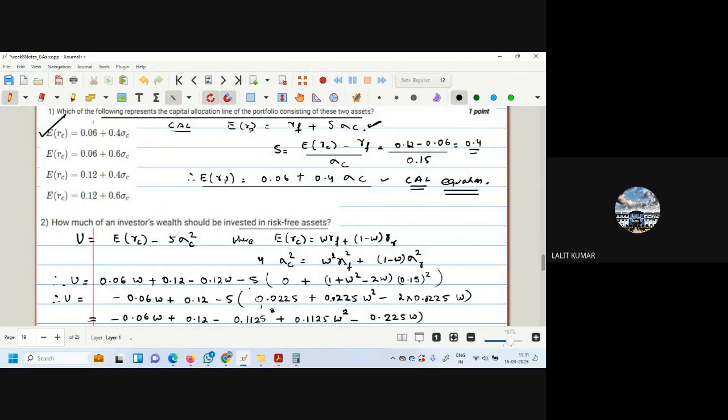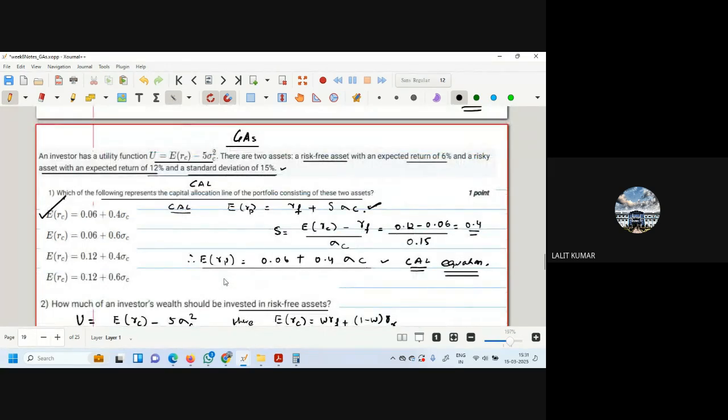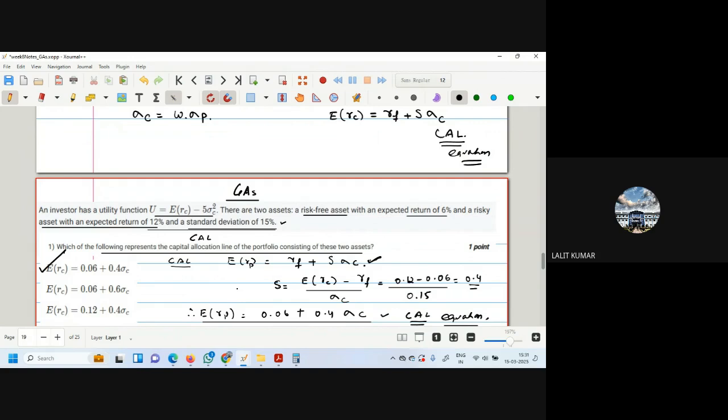How much of an investor's wealth should be invested in risk-free assets? Here the question is the same, and now we will utilize this utility function. Without remembering the formula, we make the utility function equal to ERC. ERC I can write as RF plus W into expected of RP minus RF, and then minus 5 sigma C squared. Sigma C squared is nothing but W squared into sigma P squared.